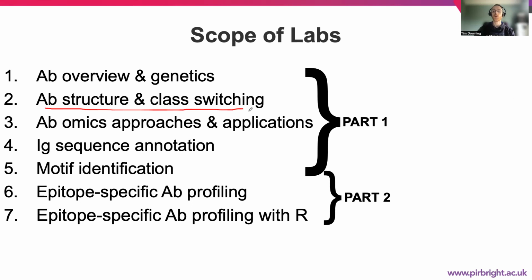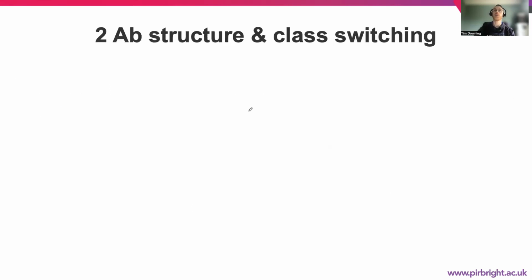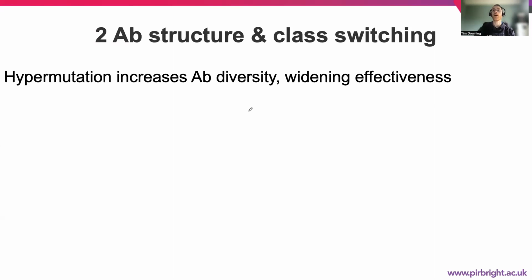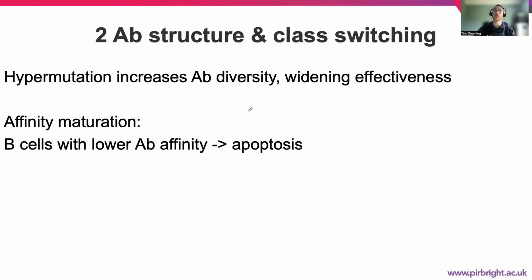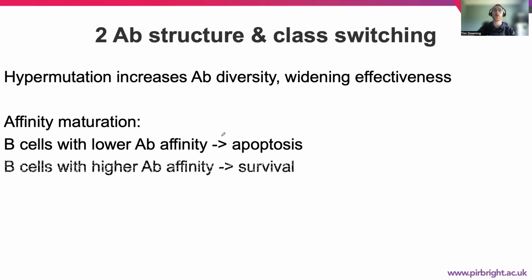We talked previously about how hypermutation increases antibody diversity, widening the diversity of antigens to which these different antibodies will bind. We also have to consider things like affinity maturation, which means that B cells that produce antibodies with lower affinity are less useful and tend to undergo apoptosis, whereas those with higher affinity will survive and produce more antibodies that are more useful to the organism and the health of the host.